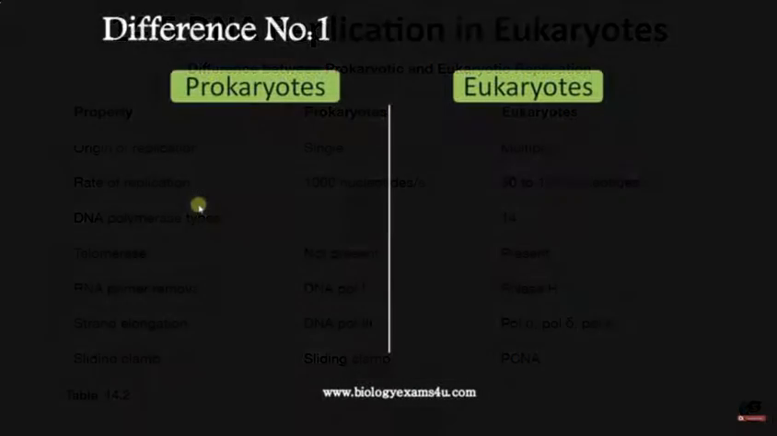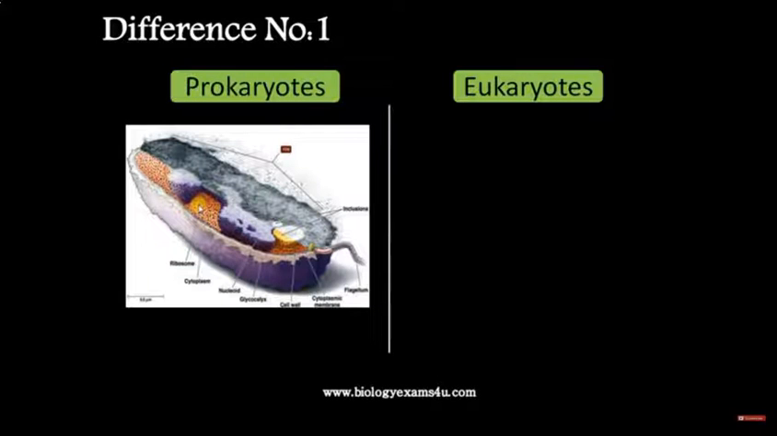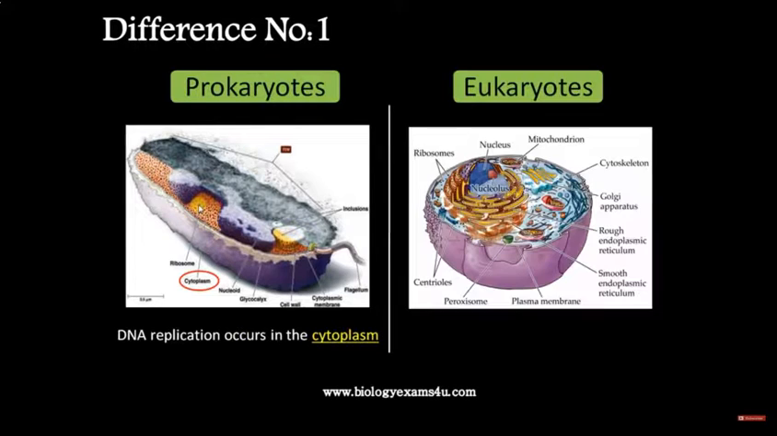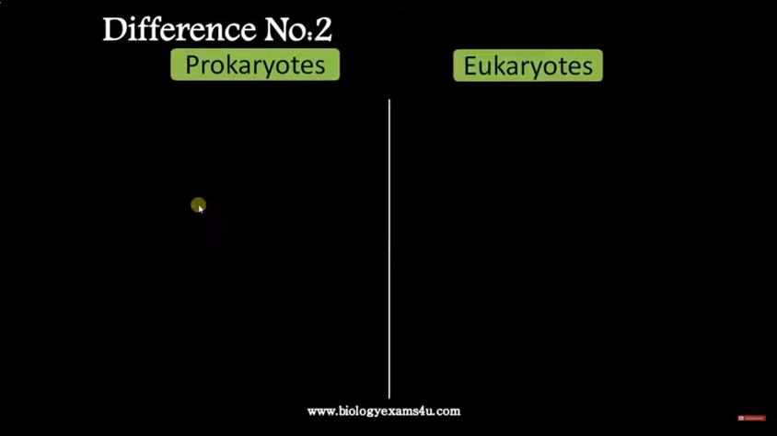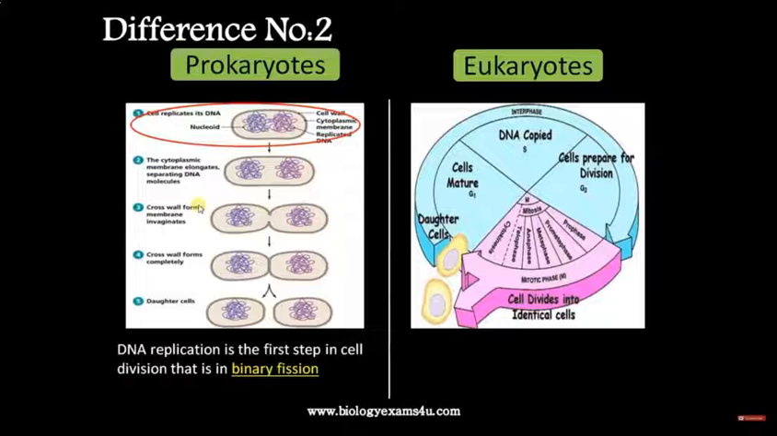Now moving into the difference between the prokaryotic and eukaryotic replication. Difference number 1 is regarding the site of DNA replication. In prokaryotes, DNA replication occurs in the cytoplasm, whereas in eukaryotes, the site of DNA replication is the nucleus. Difference number 2, in prokaryotes, DNA replication occurs in connection with the cell division, or it is the first step in binary fission or budding. Whereas in the case of eukaryotes, it is a complex process in the cell cycle. DNA replication occurs during the synthesis phase, that is the S phase of the cell cycle.